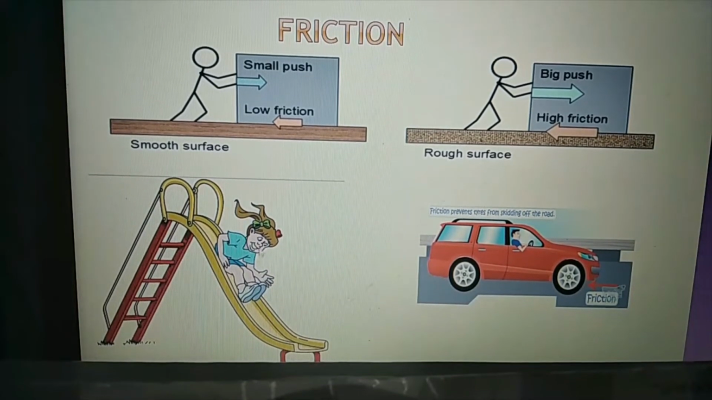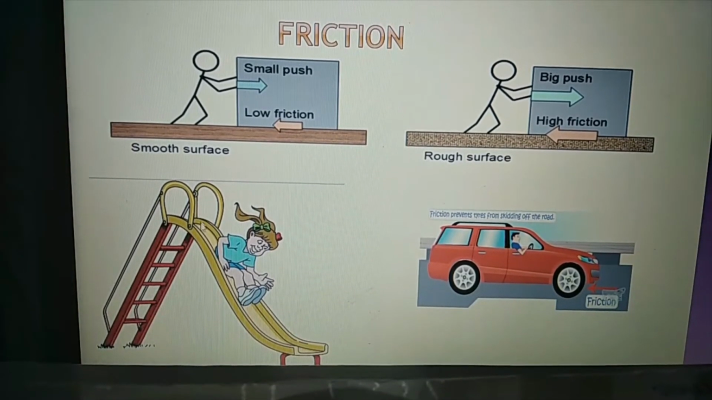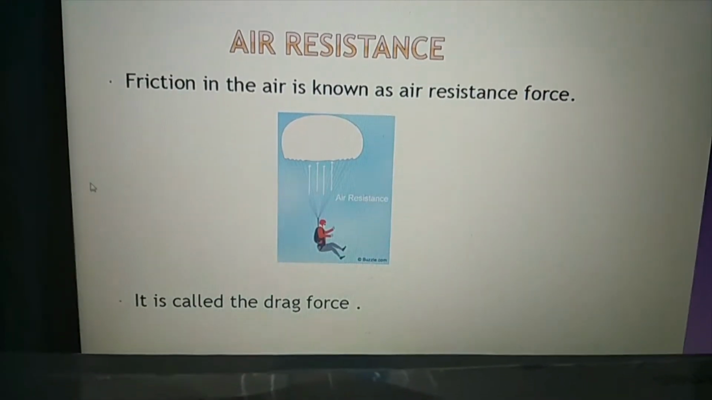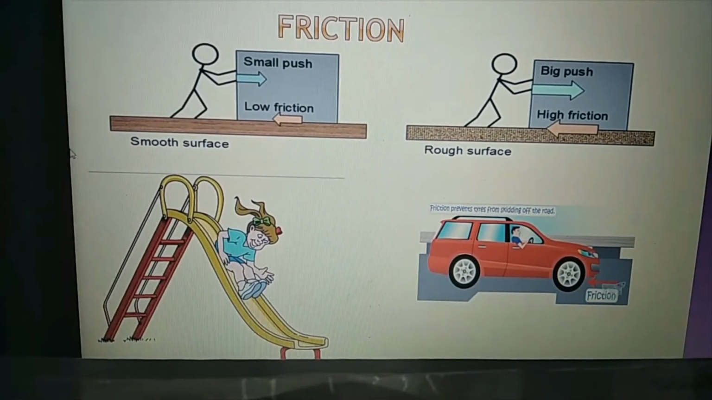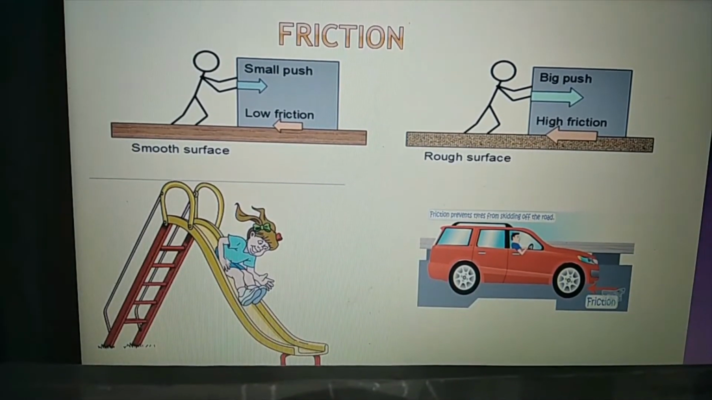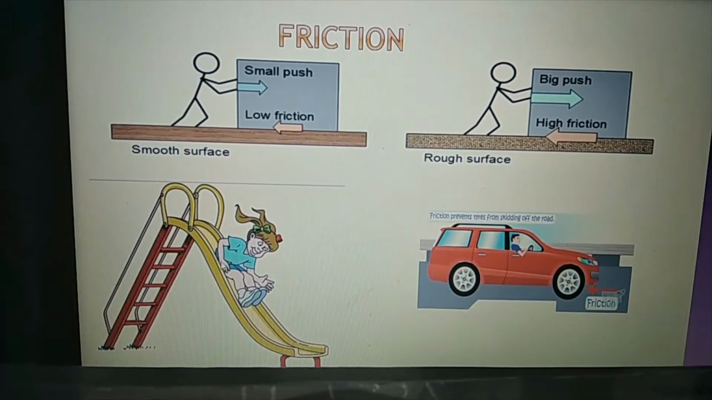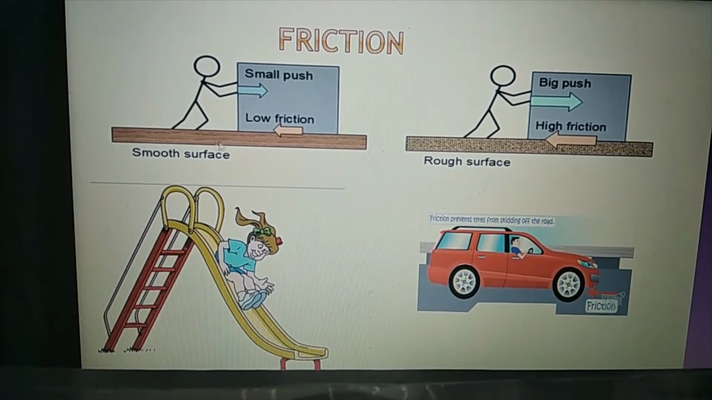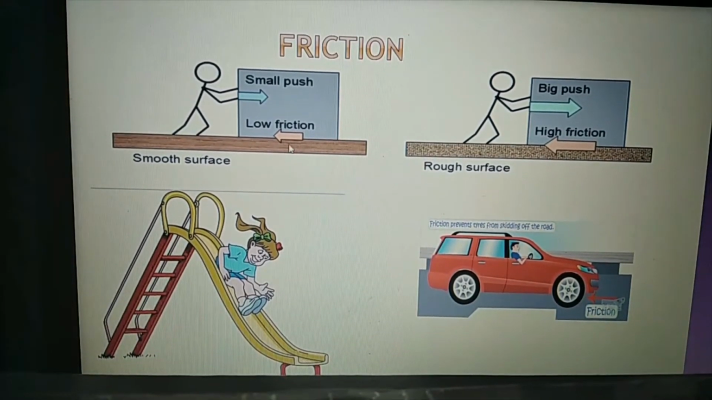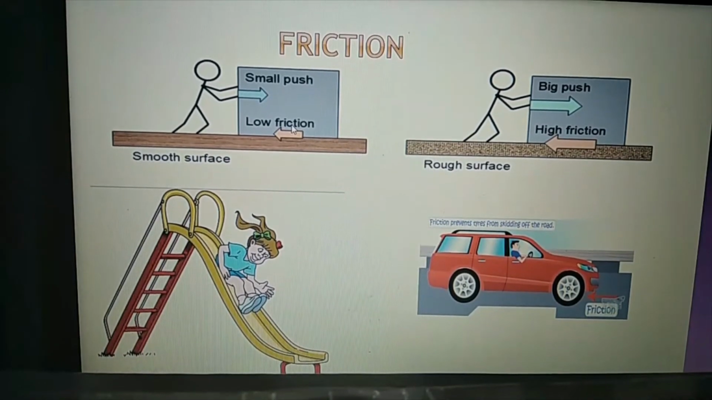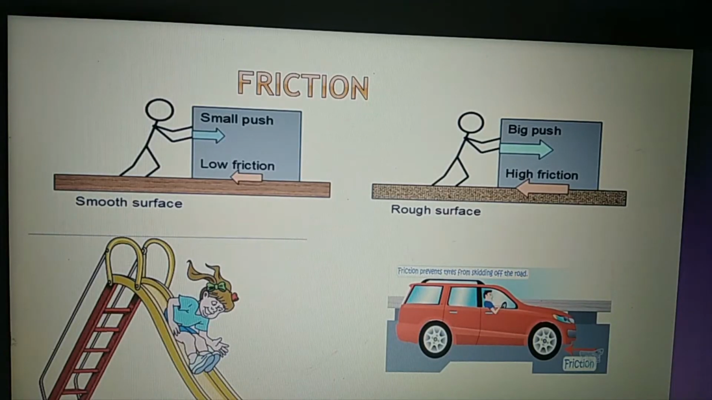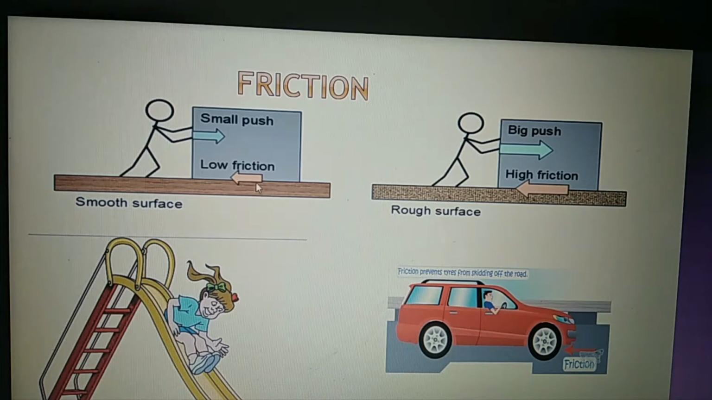Look at this diagram. There is a girl playing on the slide. Is the surface of the slide smooth or rough? The surface of the slide is smooth. So what would the push be, small or big? We have a small push because obviously she's the only one here. So what do we have? Low friction. A smooth surface causes low friction.